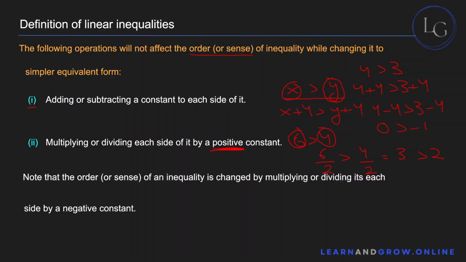Simple. But there is a case in which the order or the sense of the inequality changes, and that's when you multiply or divide each side by a negative constant. So for example, again you had 6 is greater than 4. If you divide both sides by minus 2, what do you get? You get minus 3 is greater than minus 2, and as you can see, that is not at all true. So whenever you divide or multiply the inequalities by a negative constant, this symbol will invert. So minus 3 is less than minus 2, and that's indeed very true.